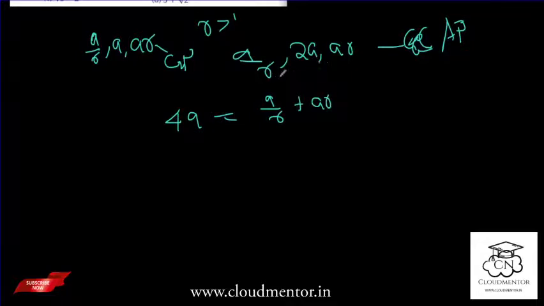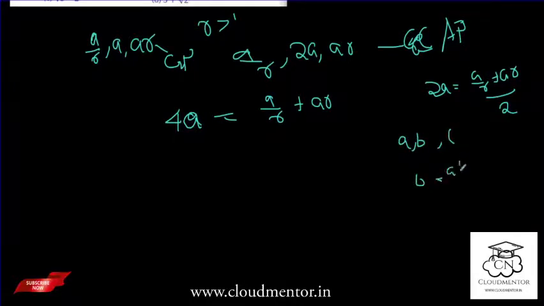The middle term is the average of the two numbers, so here 2A is equal to A by R plus AR divided by 2. So we got A by R plus AR equal to 2 times 2A, that is 4A. If A, B and C are in AP, then B equals A plus C by 2. We applied that here.